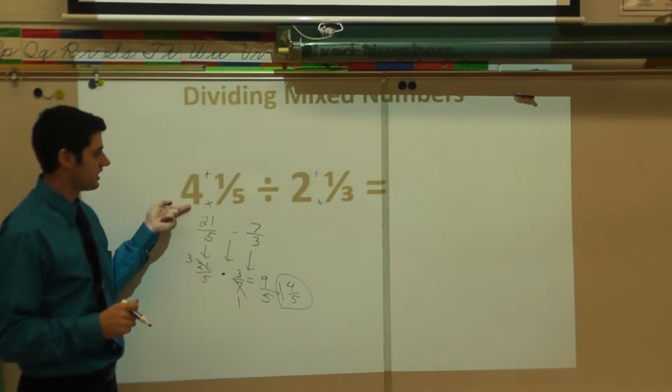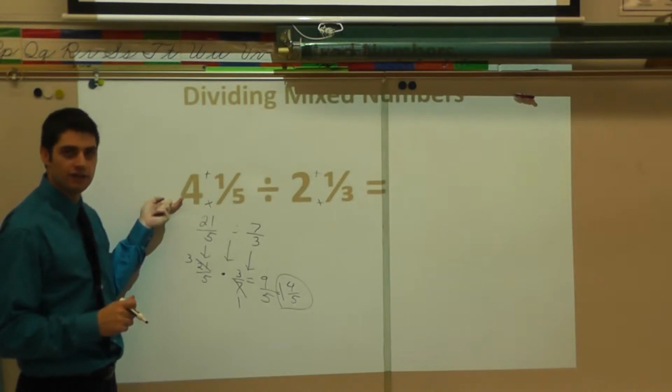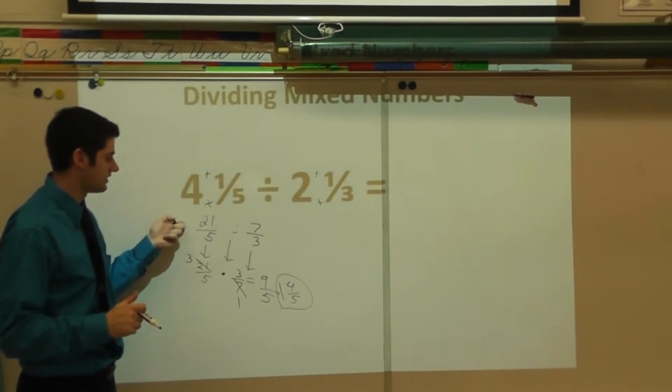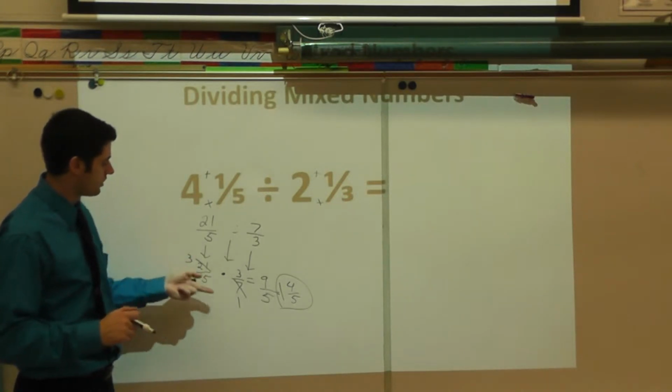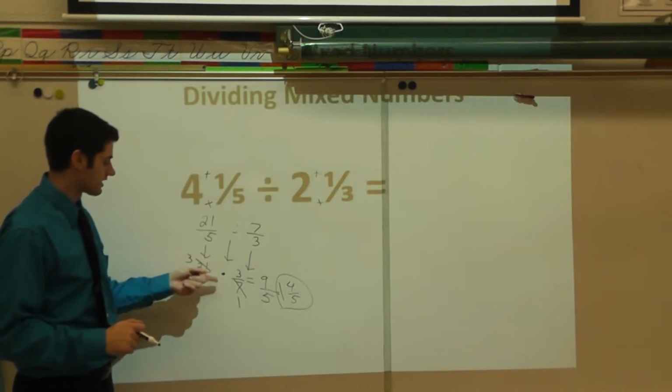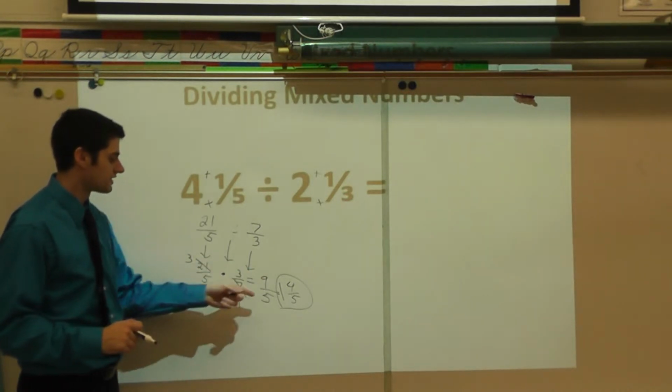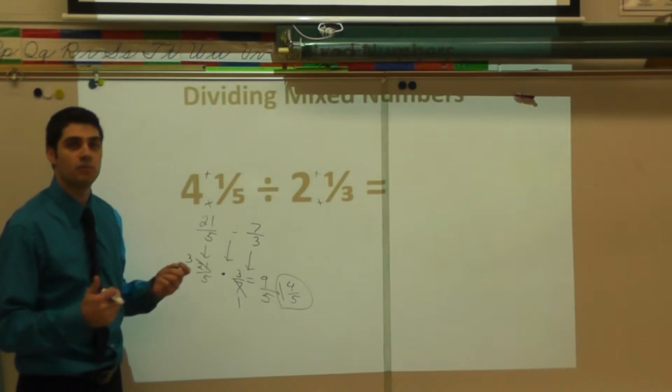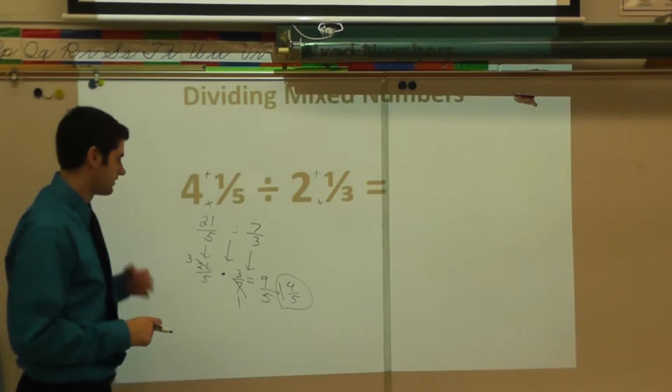Again, I started with my problem. I turned my mixed numbers into improper fractions. Then I changed my problem into a multiplication problem. I cross-canceled. I multiplied across. And I simplified my answer to end up with 1 4/5.